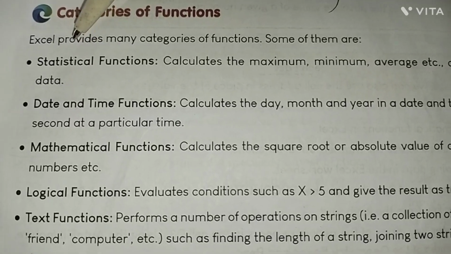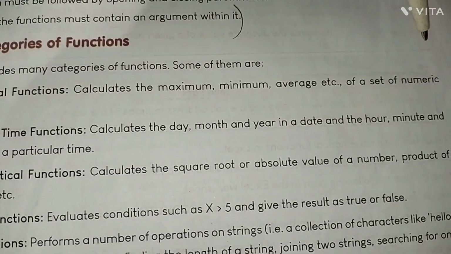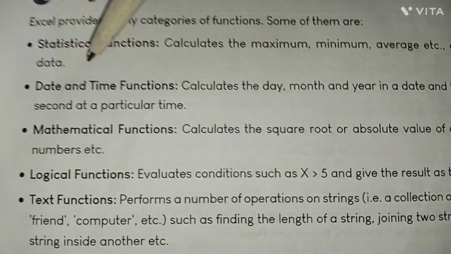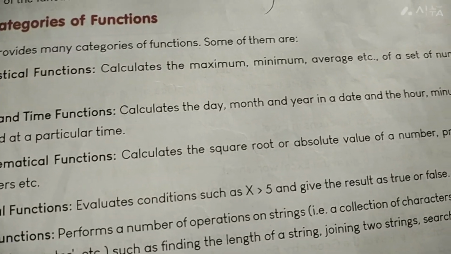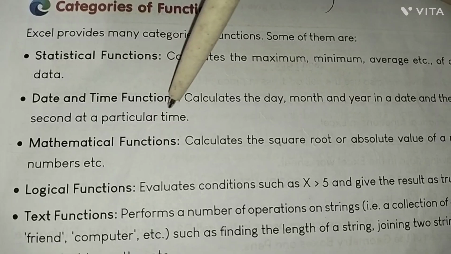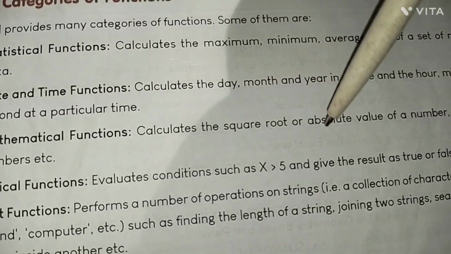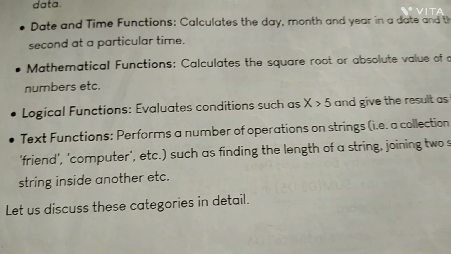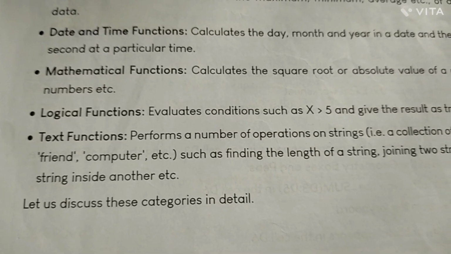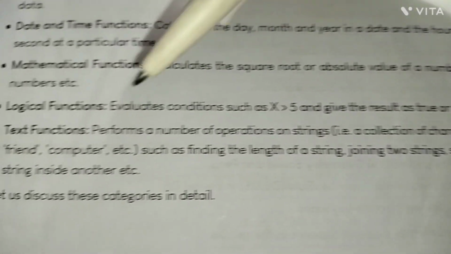Some of them are statistical functions, which calculate the maximum, minimum, and average of a set of numeric data. Date and time functions calculate the day, month and year in a date and the hour, minute and second at a particular time. Mathematical functions calculate the square root or absolute values of a number, or products of numbers. Logical functions evaluate conditions such as 5 greater than 3, and give the result as true or false.